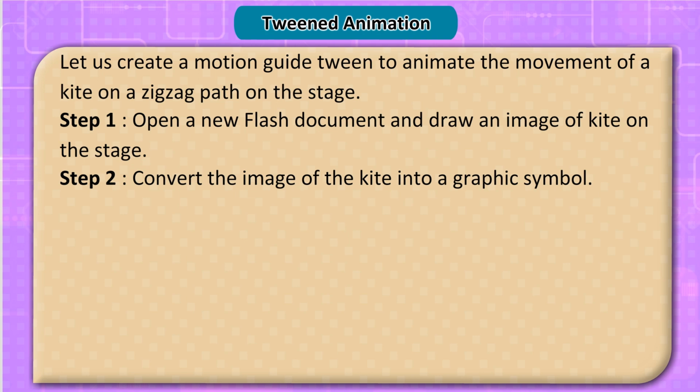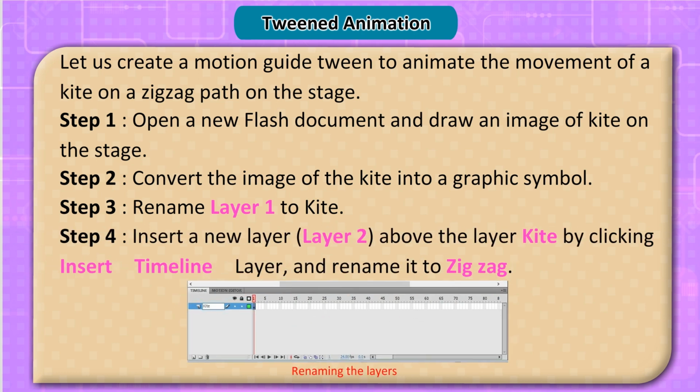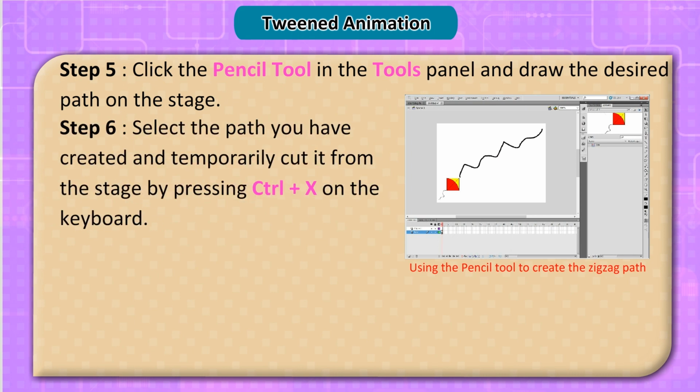Step 2. Convert the image of the kite into a graphic symbol. Step 3. Rename layer 1 to kite. Step 4. Insert a new layer, layer 2, above the layer kite by clicking Insert, Timeline, Layer, and rename it to zigzag. Step 5. Click the pencil tool in the Tools panel and draw the desired path on the stage. Step 6. Select the path you have created and temporarily cut it from the stage by pressing Ctrl+X on the keyboard.